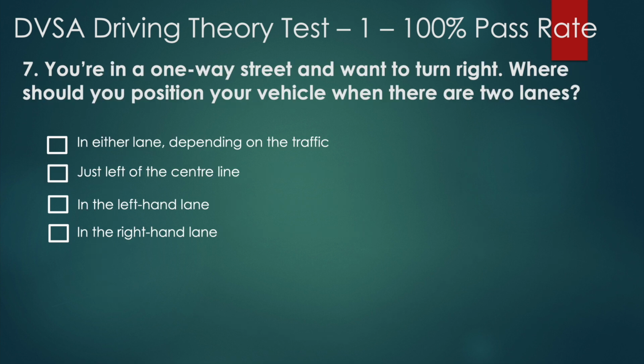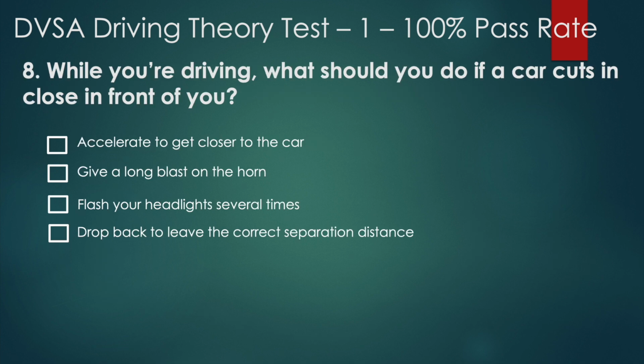7. You are in a one-way street and want to turn right. Where should you position your vehicle when there are two lanes? A. In either lane depending on the traffic. B. Just left of the center line. C. In the left-hand lane. D. In the right-hand lane. And the answer is D. In the right-hand lane.